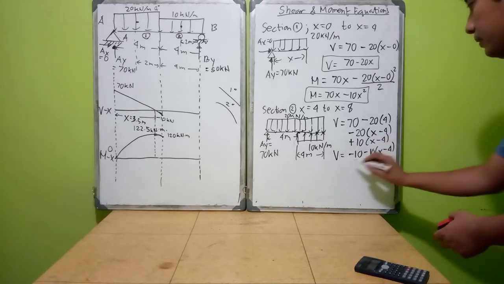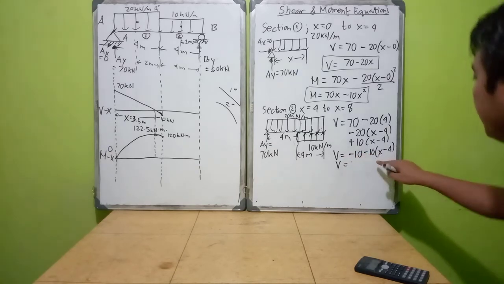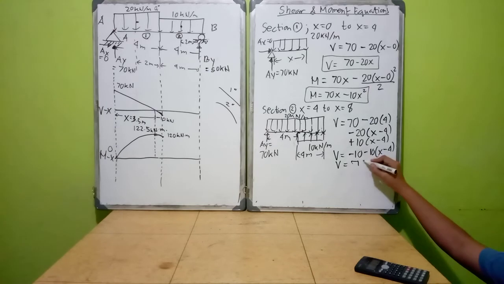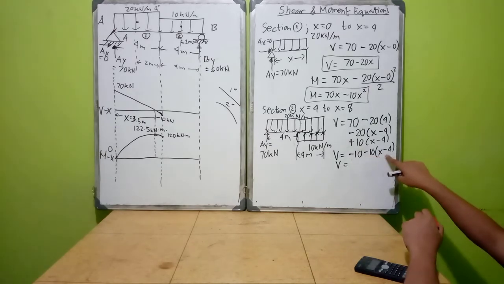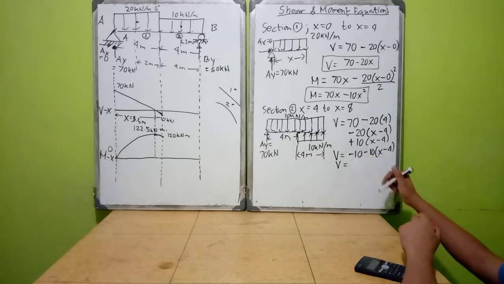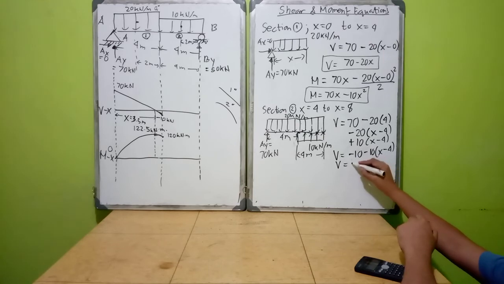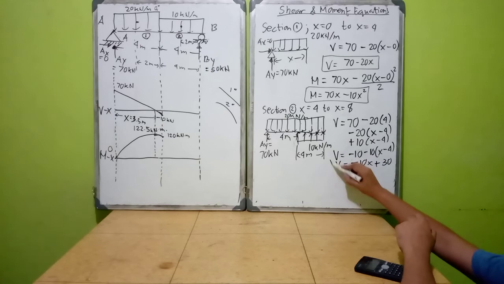So we have V is negative 10x. So negative 4 times negative 10 is positive 40. Minus 10 is positive 30. So negative 10x plus 30. So this is your shear equation.